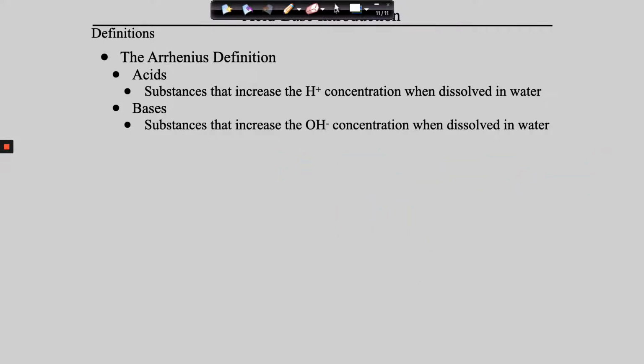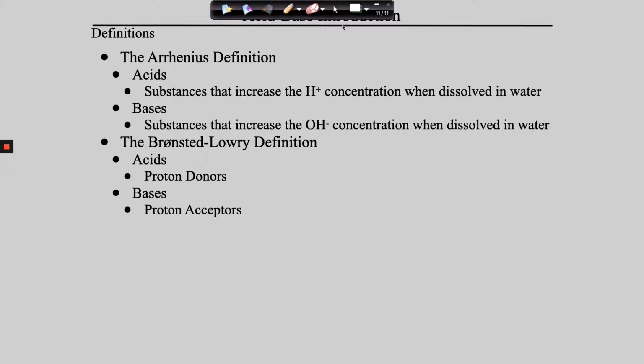So guys, what is the difference between the Arrhenius and the Bronsted-Lowry definition? Well, let's talk about it. The Bronsted-Lowry definition of an acid seems really simple, and it is, but there's a lot going on here. In the Bronsted-Lowry definition, an acid is a proton donor, and a base is a proton acceptor.